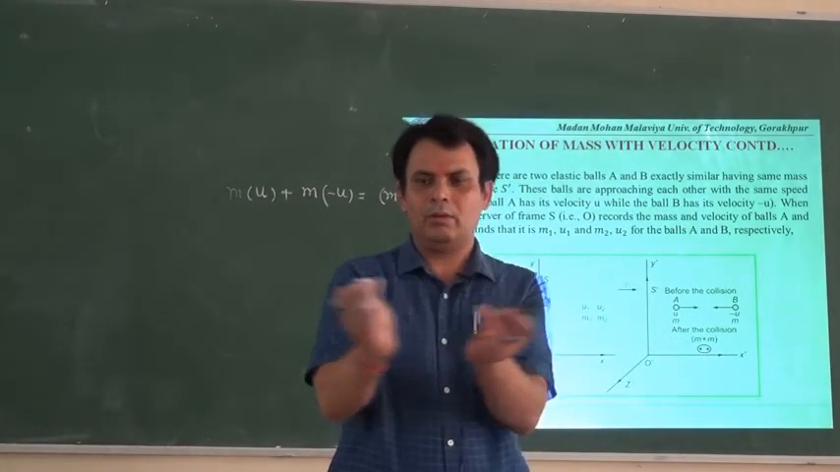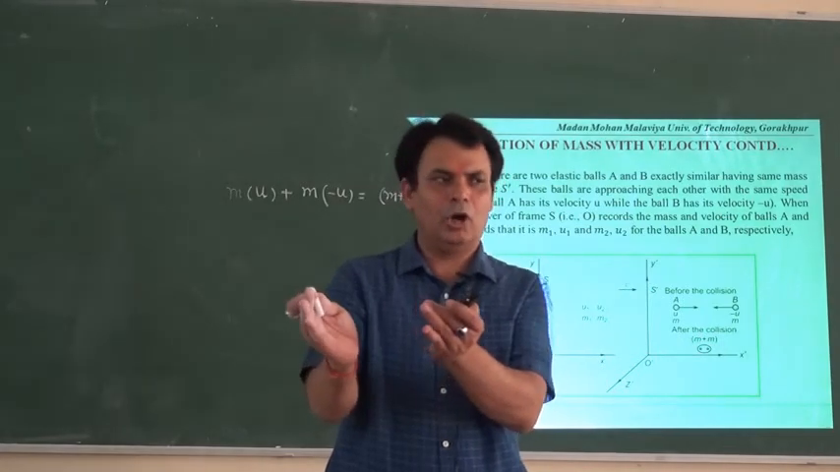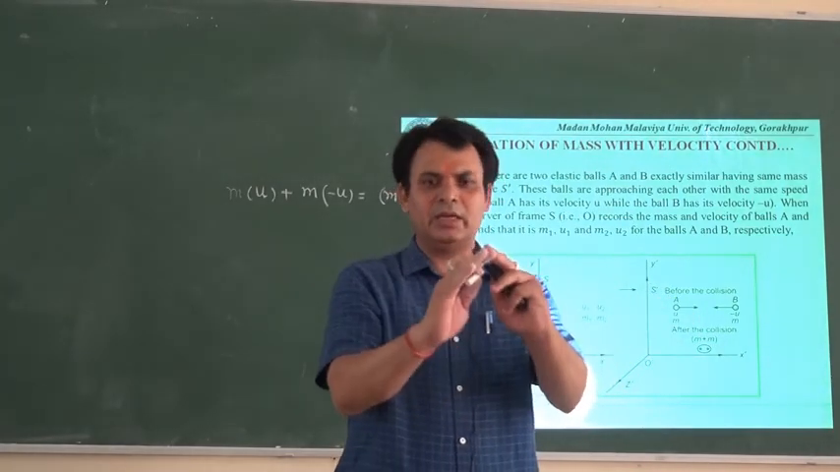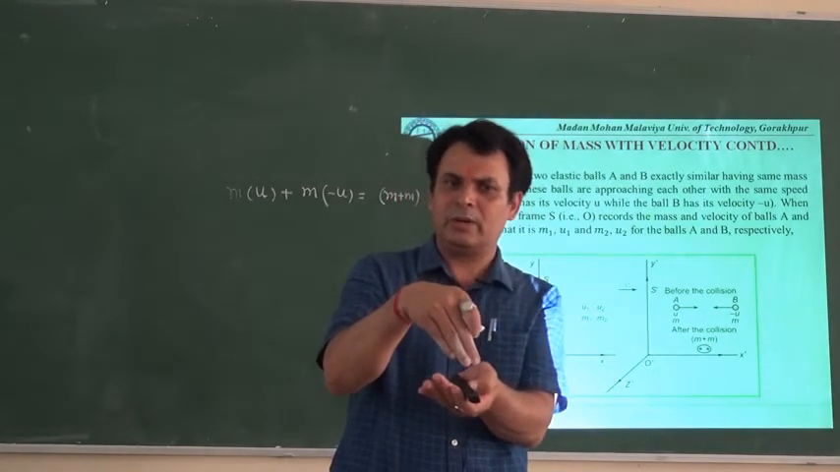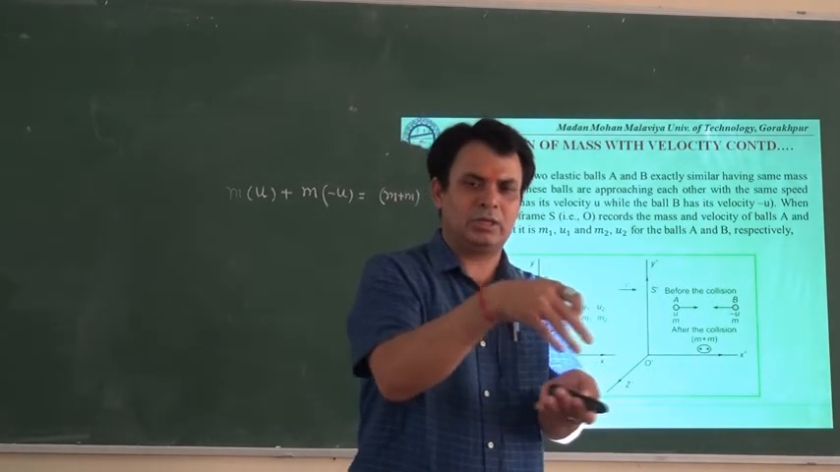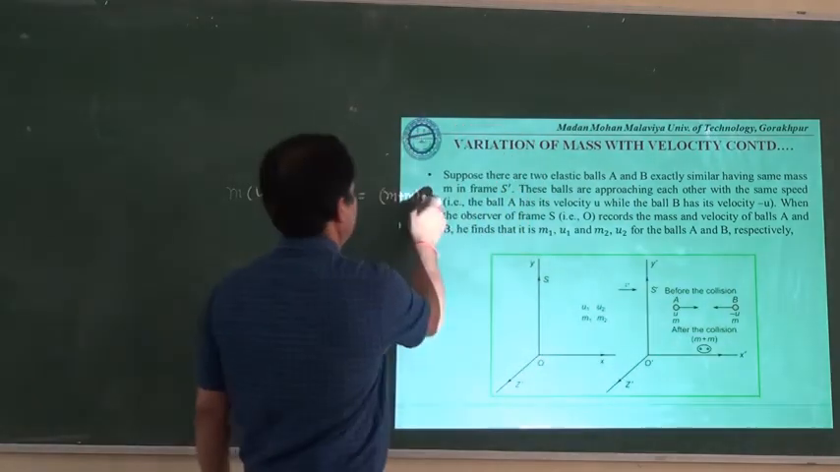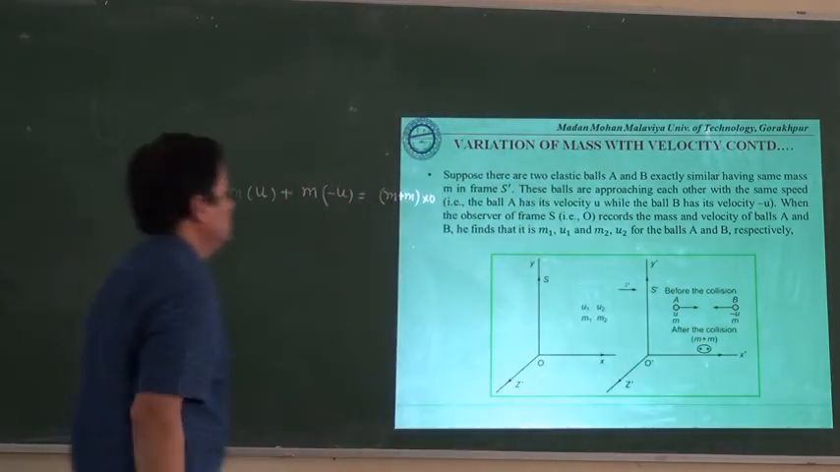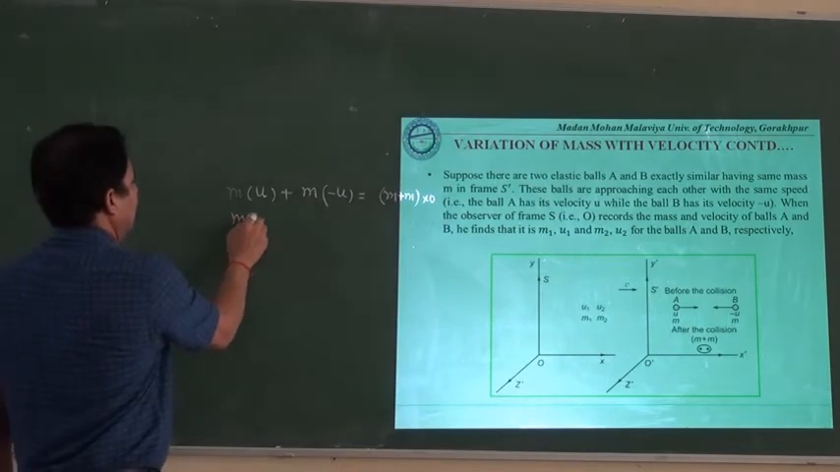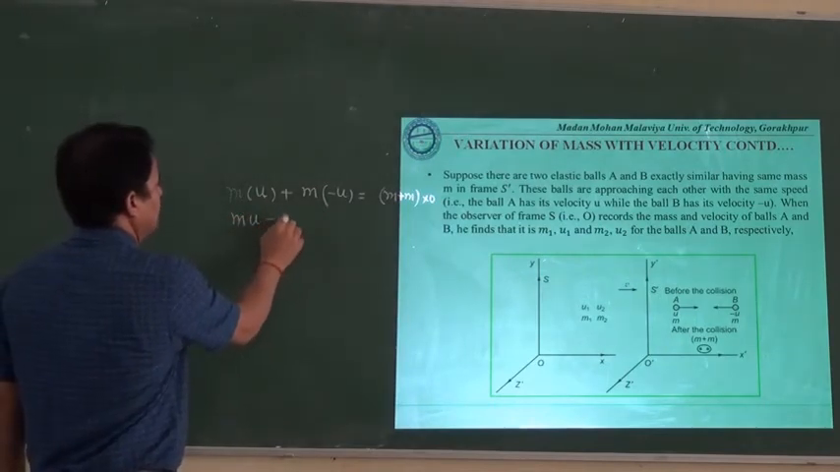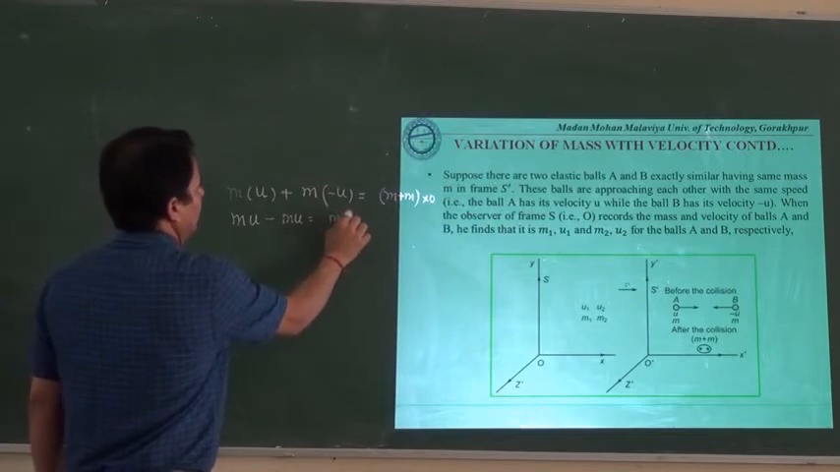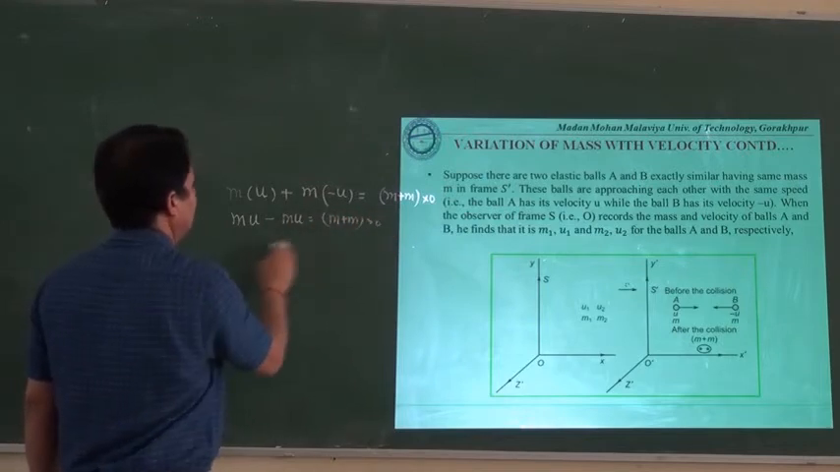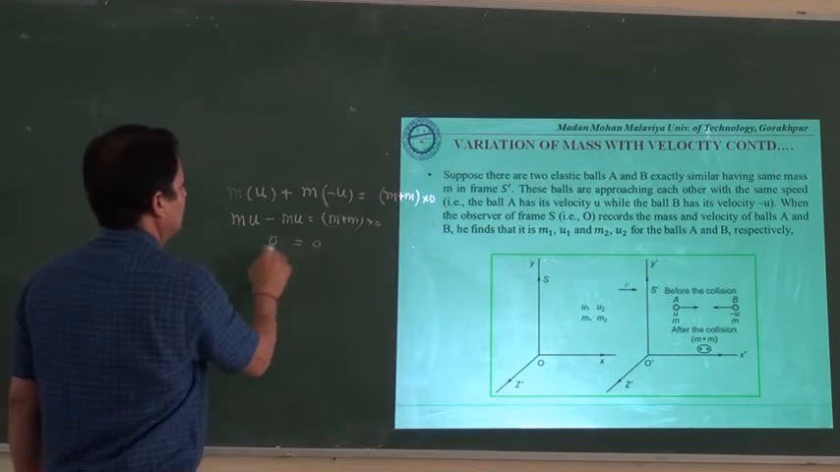Neither ball A will go in this direction nor ball B will go in this direction, rather they are forming a coalesced mass, and that will be static. That coalesced mass is not moving either in this direction or in that direction. That's why here we will have zero velocity. If we write here, then mu minus mu will be equal to (m plus m) multiplied by 0, and here you will see 0 is equal to 0.